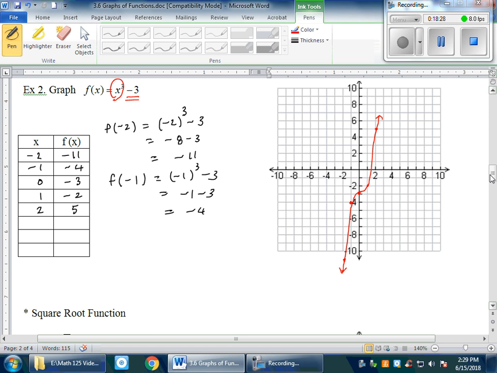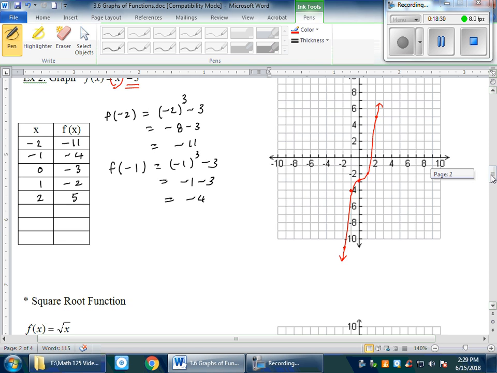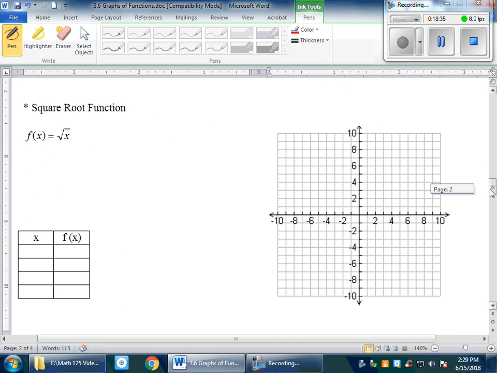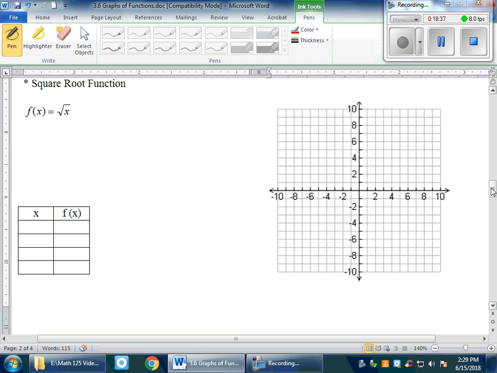Okay. Now let's continue and look at another type of function, which is the square root function. With square root functions, you won't be able to pick the points randomly like in the previous two types of functions. The reason is that the square root has a restriction: remember that the square root of a negative number is not a real number, so we cannot graph that.